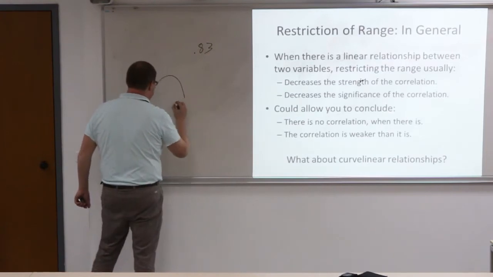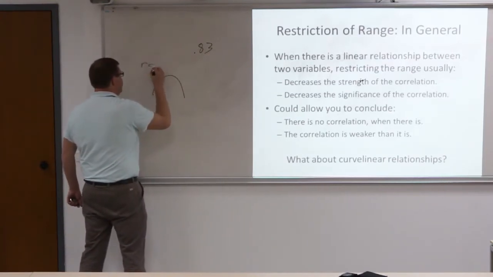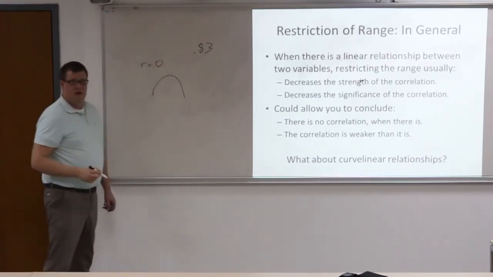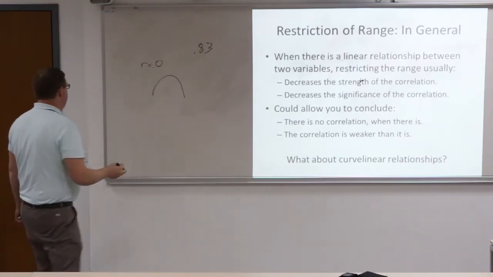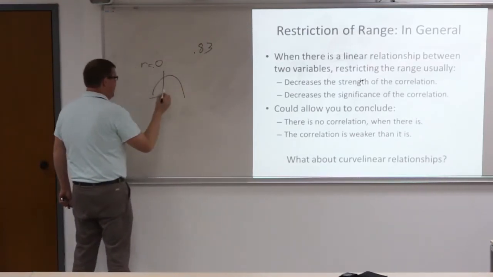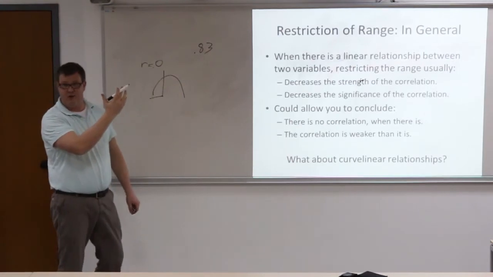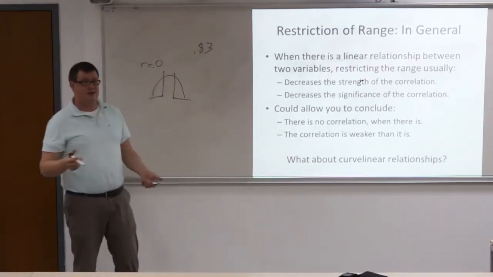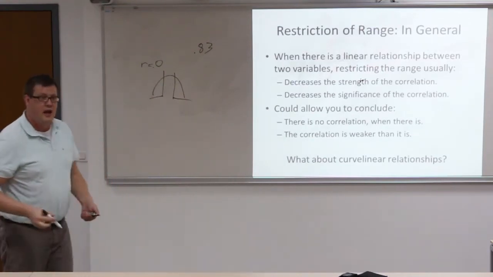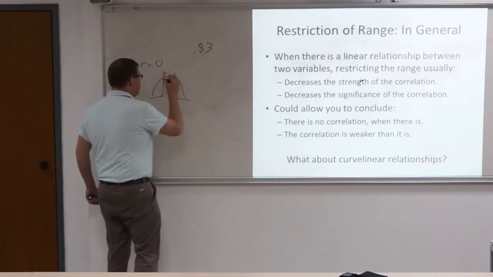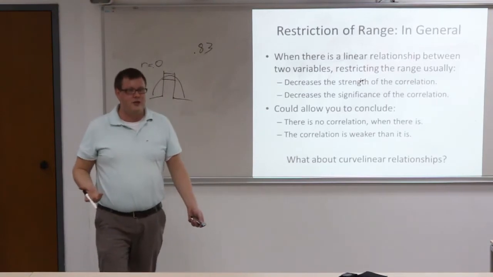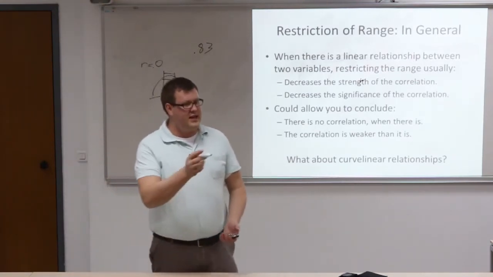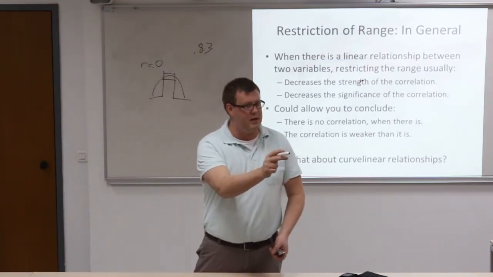So if we have some function like this, and let's say that the correlation was zero, right? If we were to just look at this part, we might say, oh, there's a strong positive correlation. And if we were to look at this part, we would say, oh, there's a strong negative correlation. And if we looked in the middle part, maybe we would say, there's no correlation. So it depends. Maybe.